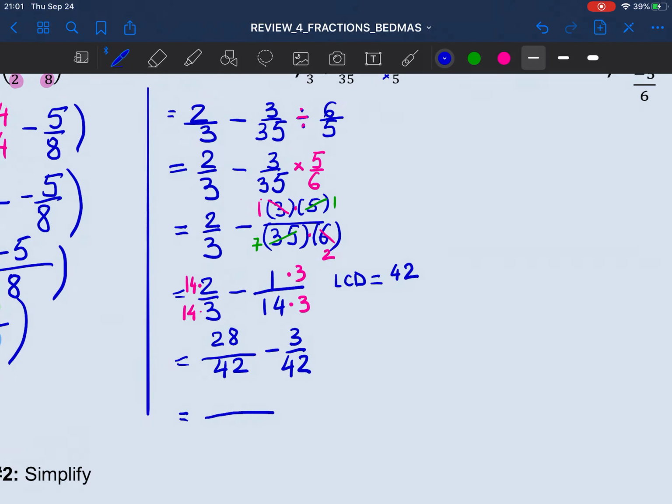And we keep the denominator the same, 42. And we only work out the numerators, 28 minus 3. The answer will be 25 divided by 42. We check and see if we can reduce by anything, but in this case we can't. 25 only has factors of 5, and 42 doesn't have a 5 as a factor. So this would be our final answer.